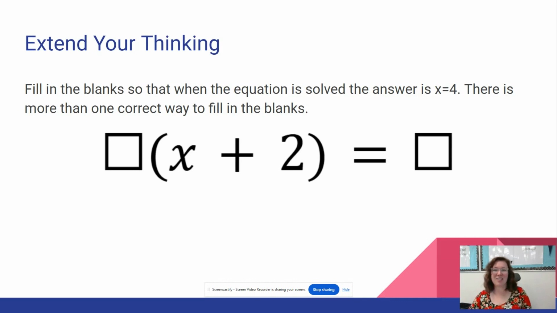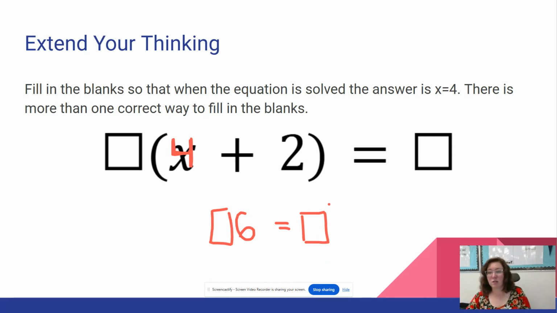Then some extend your thinking. We want the answer to be 4. So let's just put a 4 here. Does that sound good? If we just put a 4 here, 4 plus 2 is 6. So box times 6 will equal what? We want the answer to be 4. So I don't know, let's just see what happens.